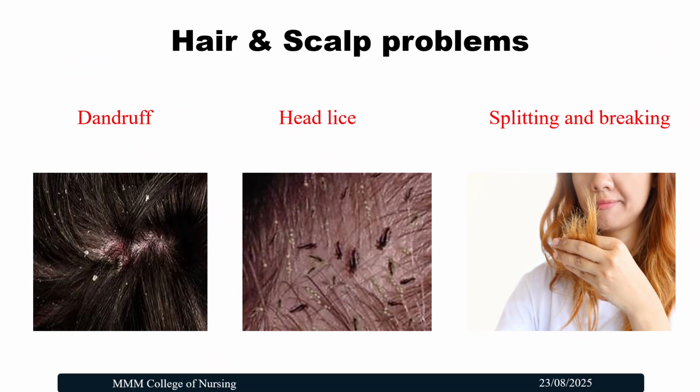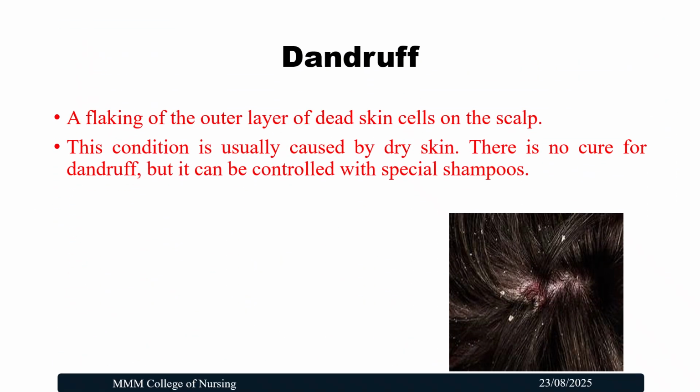What problems can be seen in the hair and scalp? First are dandruff, head lice, and splitting and breaking of the hair. Dandruff: a flaking of the outer layer of dead skin cells on the scalp. This condition is usually caused by dry skin. There is no cure for dandruff, but it can be controlled with special shampoos.